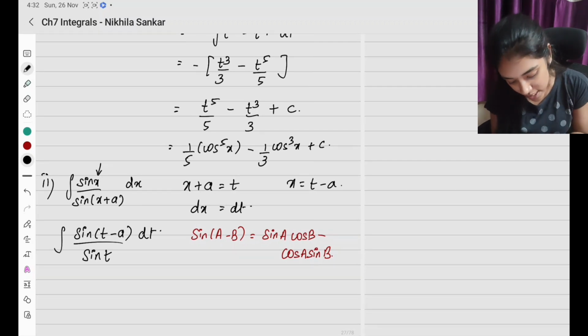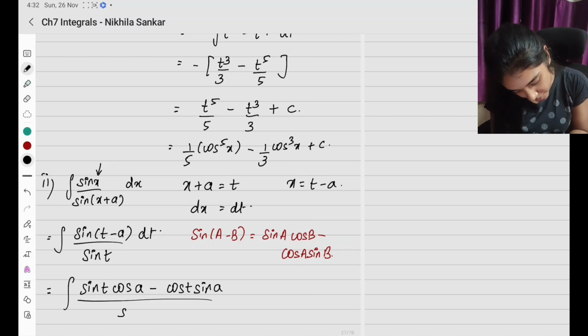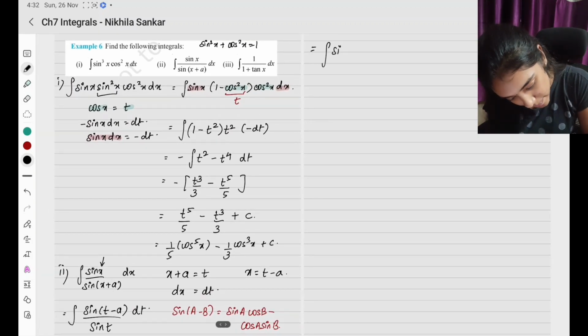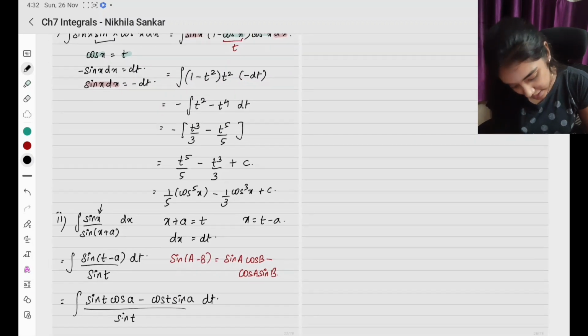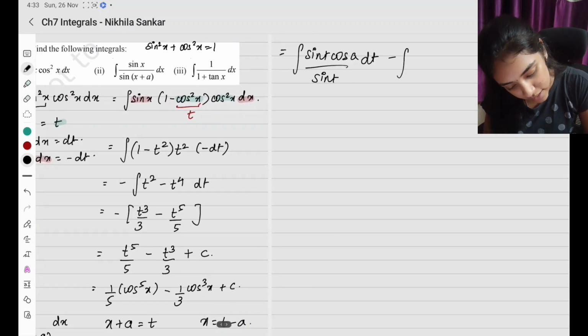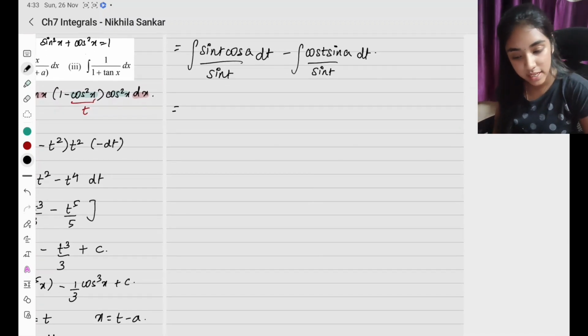ஓகே? டினாமினேட்டர் சிம்பிளா வச்சுக்கிறோம். So this I can write it as integral sin t cos a minus cos t sin a the whole divided by sin t times dt. So when I simplify, what happens? Sin t cos a by sin t ன்னு வரப்போகுது. So this is going to be sin t cos a divided by sin t dt. இந்த பக்கம் என்ன இருக்கு? Minus cos t sin a by sin t. So I have minus cos t sin a divided by sin t dt. Okay? இது வரைக்கும் clear-ஆ? Simple?